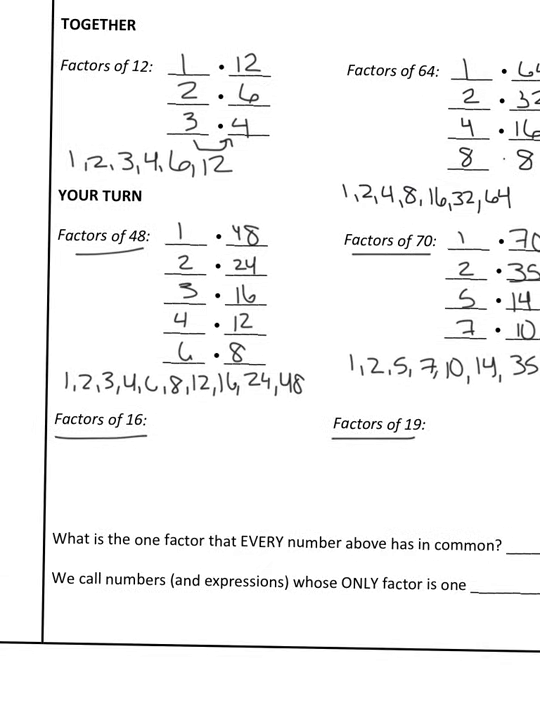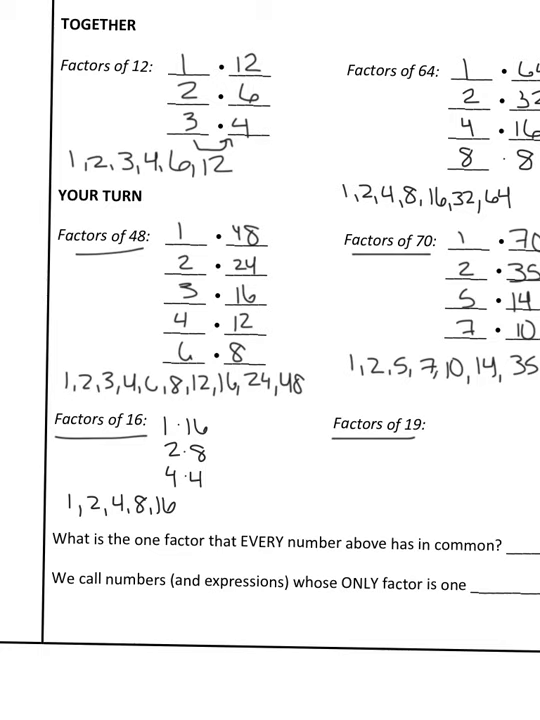For 16 down here, I did not give you how many you're looking for. So you had to start thinking a little bit more outside the box. So 1 times 16, 2 times 8, 3 does not go into 16, 4 times 4. Once you get to a double, then you know you're done with your factors because you're already back up the other way. So 1, 2, 4, 8, and 16 are my factors of 16.